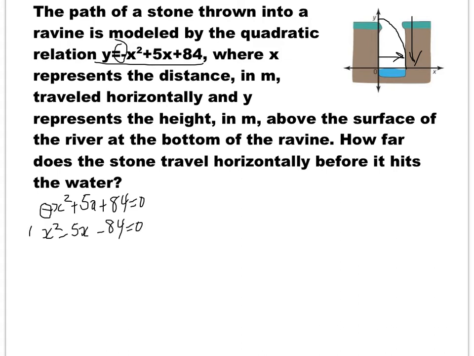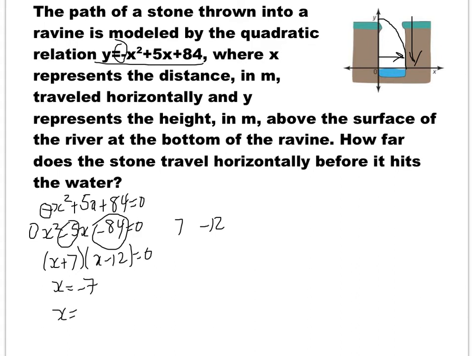The leading coefficient here is 1, so I can use the sum and product method. I'm going to find two numbers. They multiply to negative 84 and add up to negative 5. These two numbers are 7 and negative 12. 7 times negative 12 is negative 84. 7 minus 12 gives you negative 5. So I can write this equation as x plus 7, x minus 12 is equal to 0. Again, the product is 0, so each one of them has to be 0. So x is negative 7, x is equal to 12.